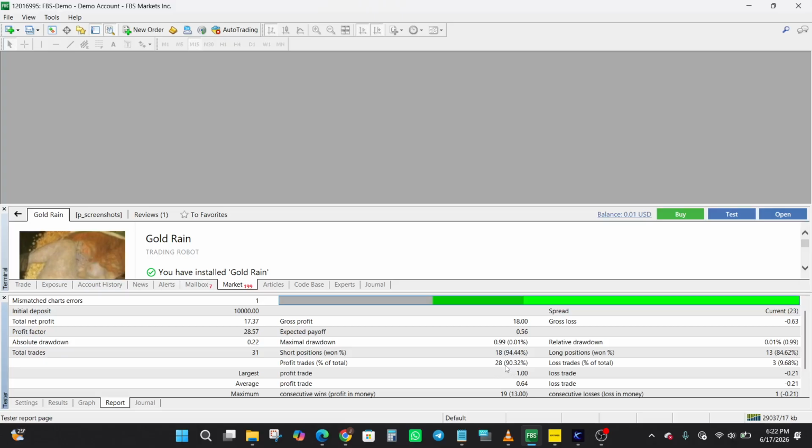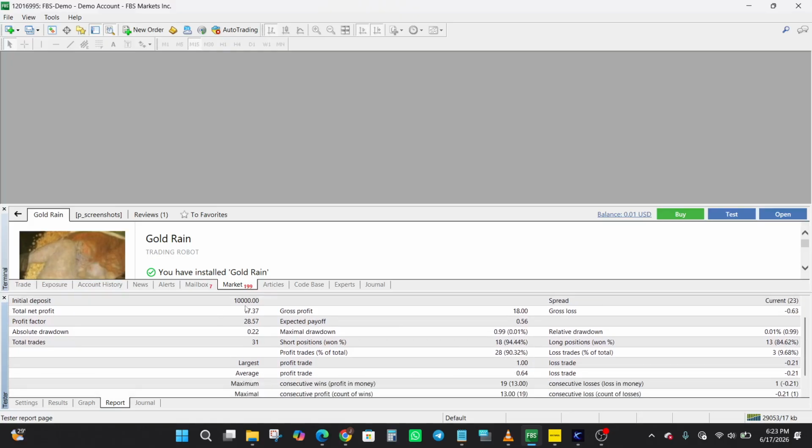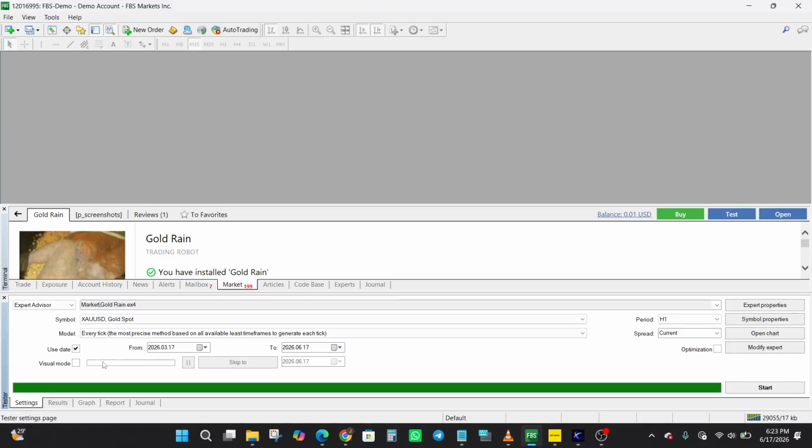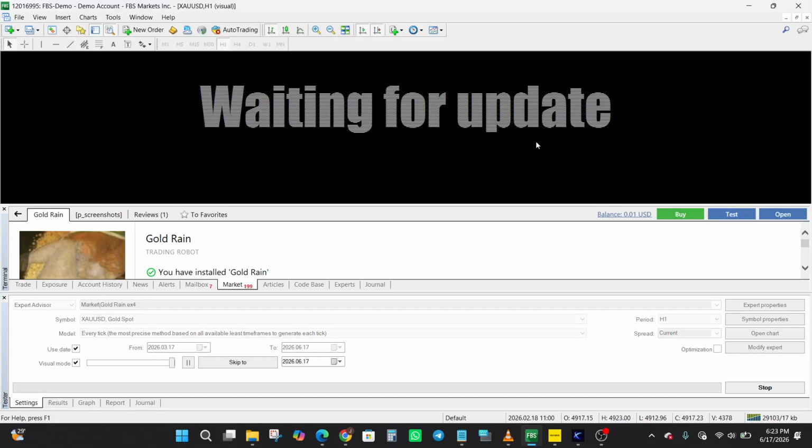giving us a 90.32% win rate. And the largest profit was $1, largest loss was 21 cents, average profit 64 cents, average loss was 21 cents. So this gives us an excellent risk to reward ratio of approximately 1:3. All right, 1:3 is quite a nice one. Okay, but this EA seems to be targeting short-term price movement because largest profit was a whole $1, right? Out of $10,000 deposit. Anyways, let us quickly turn on the visuals. Let us see how the EA looks like in action.